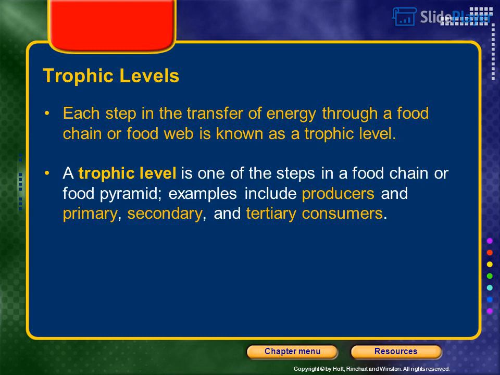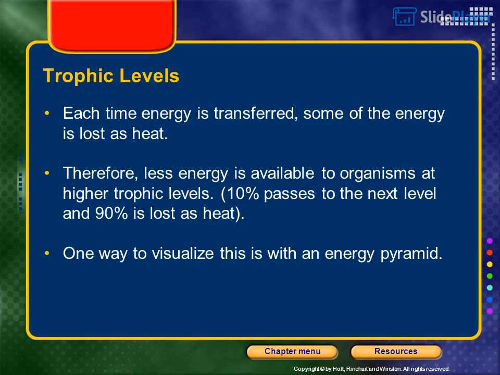Trophic levels. Each step in the transfer of energy through a food chain or food web is known as a trophic level. A trophic level is one of the steps in a food chain or food pyramid. Examples include producers and primary, secondary, and tertiary consumers. Each time energy is transferred, some of the energy is lost as heat. Therefore, less energy is available to organisms at higher trophic levels. 10% passes to the next level and 90% is lost as heat. One way to visualize this is with an energy pyramid.